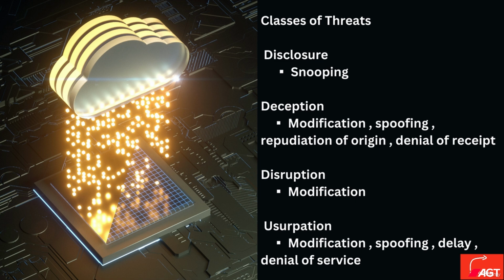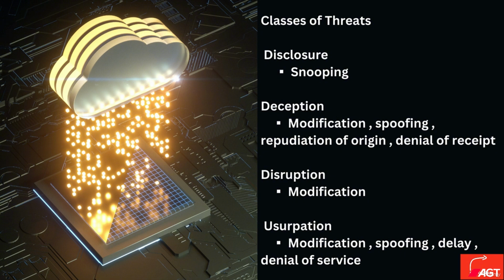Unauthorized changes to data or configurations are known as modification attacks, and they can lead to the loss of data confidentiality, integrity, and availability. Malware, ransomware, and data tampering are just a few examples of the different ways modification attacks can start. Another type of usurpation threat is spoofing.